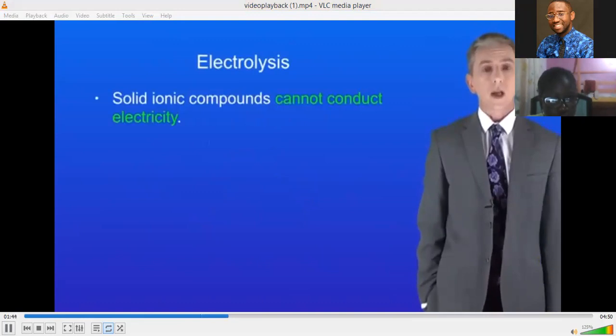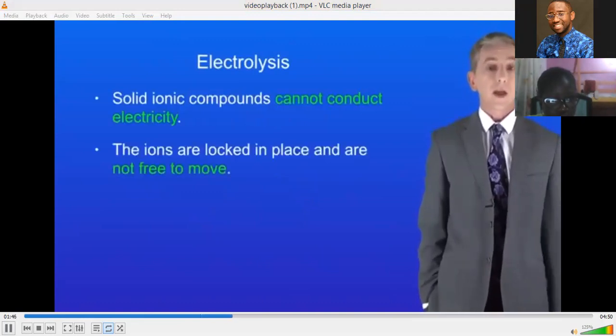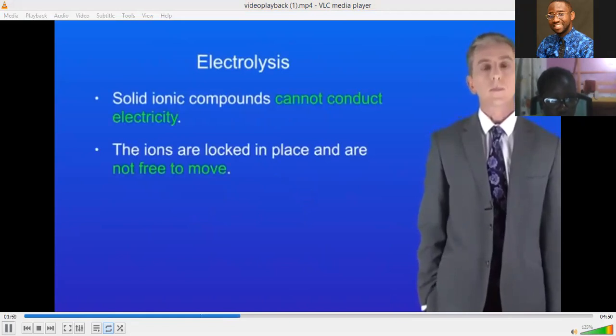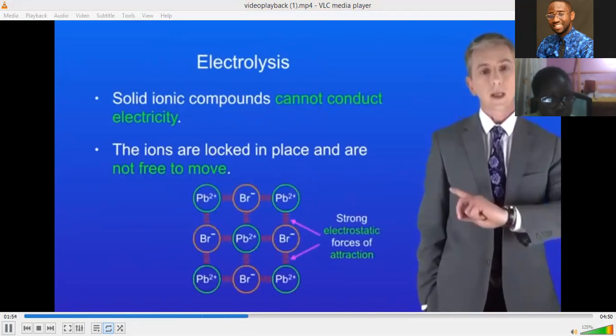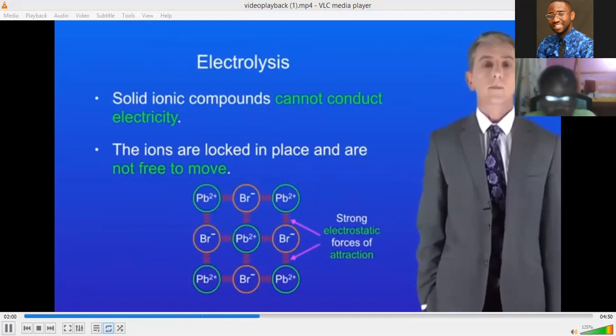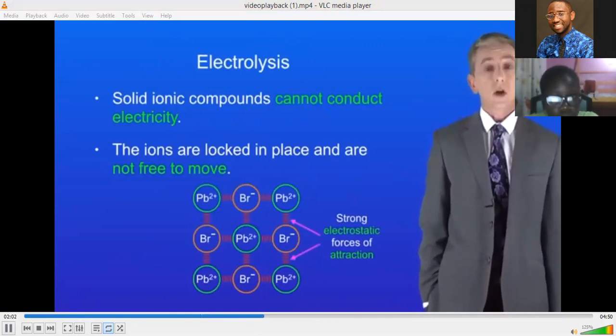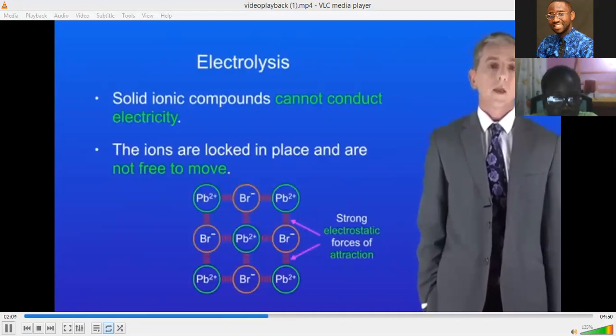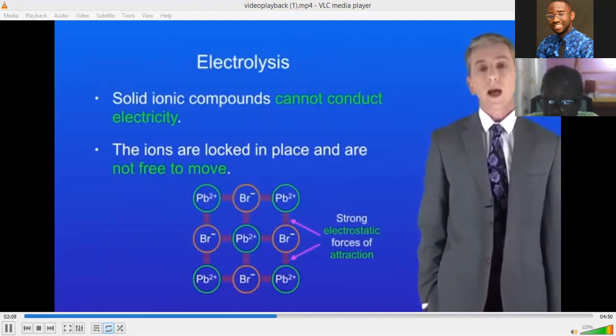Solid ionic compounds cannot conduct electricity, and that's because the ions are locked in place. They're not free to move. I'm showing the structure of a solid ionic compound here. This is lead bromide, which we saw before, but the idea applies to all ionic compounds. As you can see, the ions are locked in a regular pattern. They're held in place by strong electrostatic forces of attraction, so the ions are not free to move.